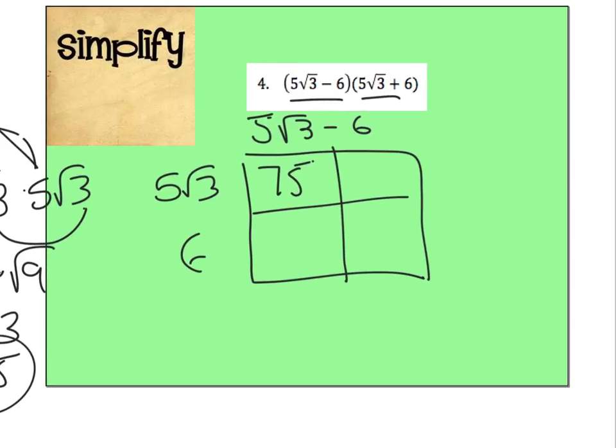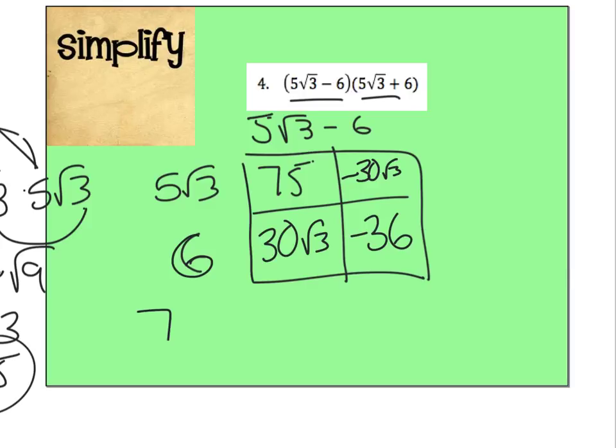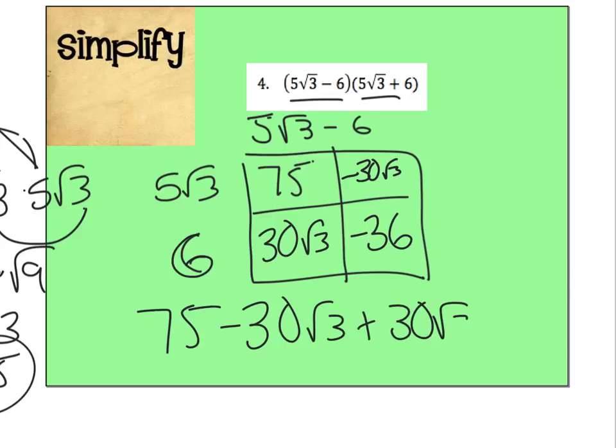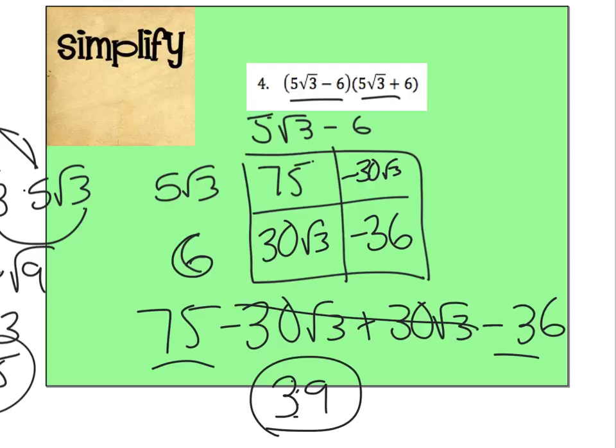So now here I will get negative 30 square root of 3. Here I will get 30 square root of 3. Here I will get negative 36. So I get 75 minus 30 square root of 3 plus 30 square root of 3 minus 36. So that completely cancels out. I can take 75 minus 36 and I get a final answer of 39. So take a moment and kind of process that.